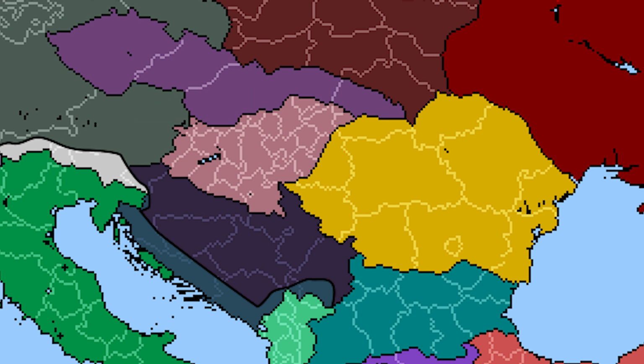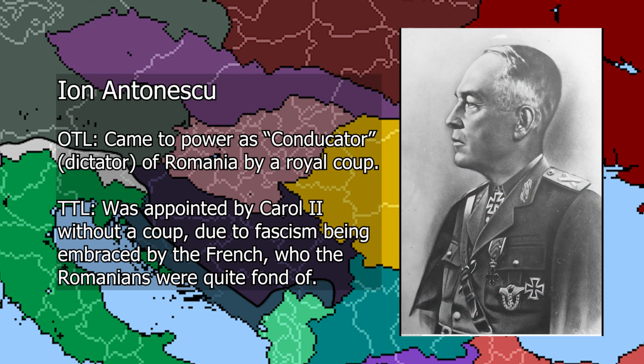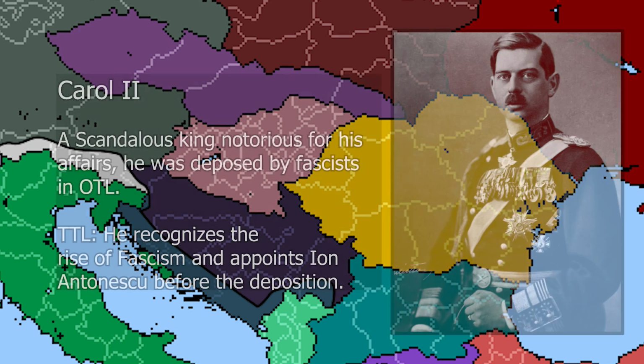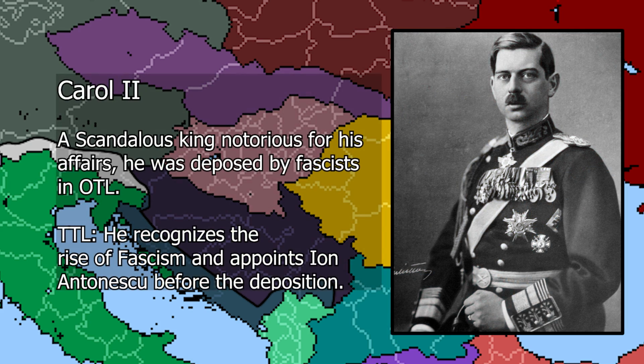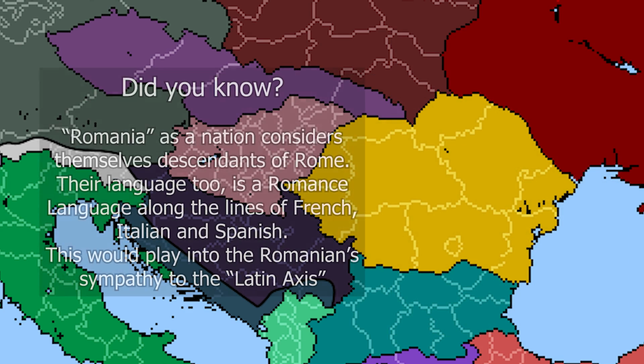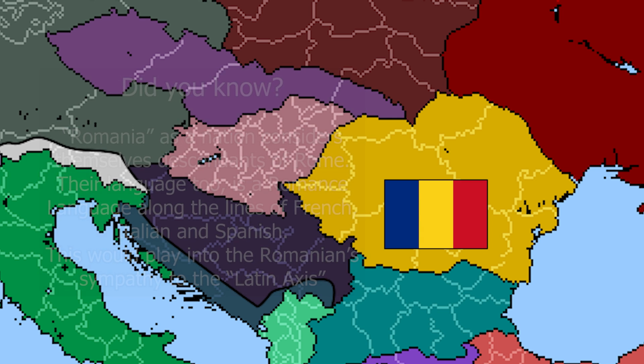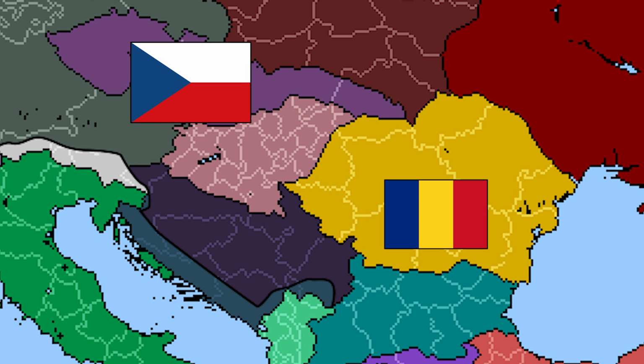Czechoslovakia was concerned regarding Germany's potential designs on the Sudetenland, and Romania's Prime Minister, Ion Antonescu, was favorable to the Latin Axis. Ion Antonescu was installed as the Prime Minister of Romania by King Carol II. This appointment was forced with the significant rise of fascism in Romania, no doubt supported by the Latin Axis. Due to Ion's influence, Romania remained neutral in the Second World War, and Czechoslovakia followed suit.